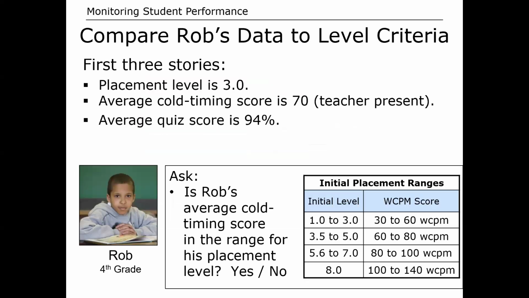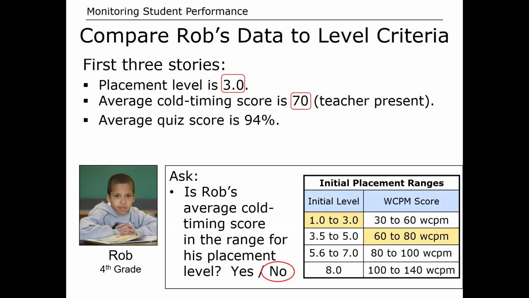He's working in level 3.0. His cold timing score is 70. So take that information to the table in the lower right-hand corner. And you can see that at 3.0, the score should be between 30 and 60 for that to be the right level. But his score is 70. So he's outside the range.